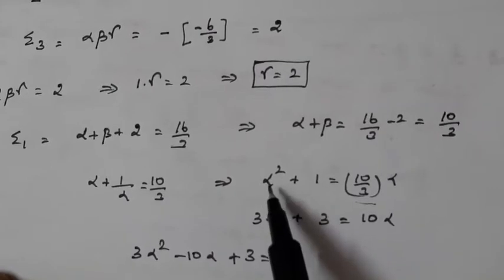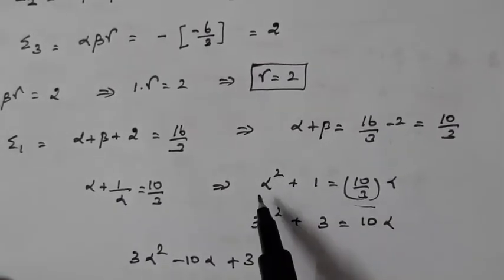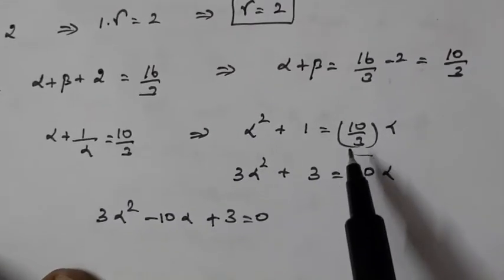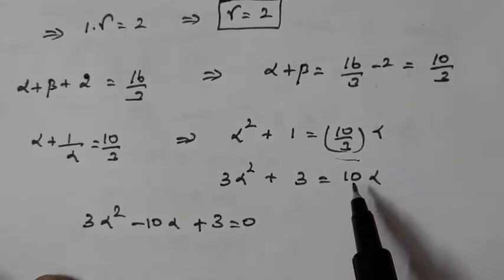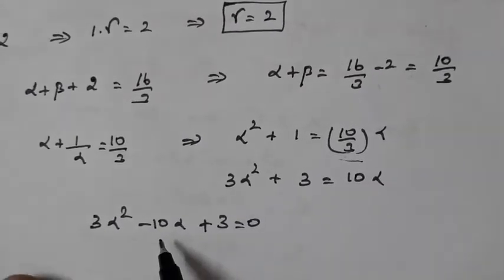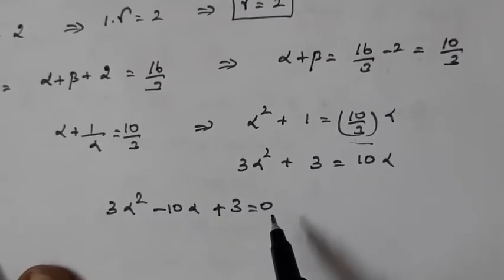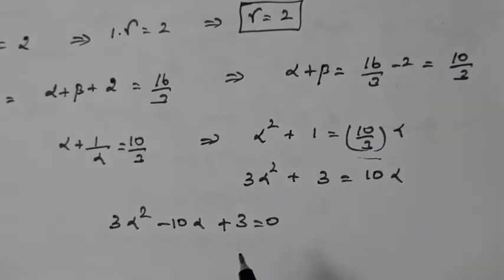So, it will be alpha squared plus 1 is equal to 10 by 3 into alpha. Again, let us multiply throughout by 3 in order to get integer coefficients. So, what you will have? 3 alpha squared plus 3 is equal to 10 alpha. Then moving this 10 alpha to this side, we have 3 alpha squared minus 10 alpha plus 3 is equal to 0. The resulting equation is a quadratic equation in alpha.